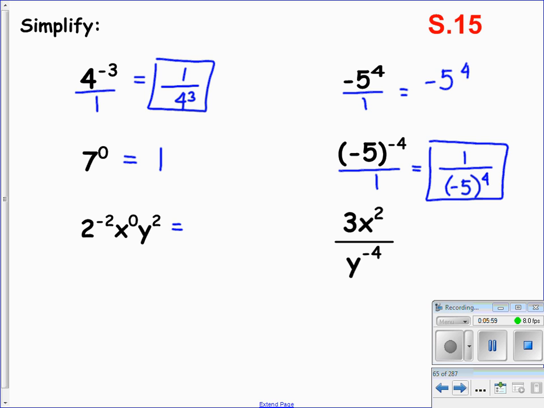When I have 2 to the negative 2nd power, x to the 0 power, y squared, let's take each one individually.